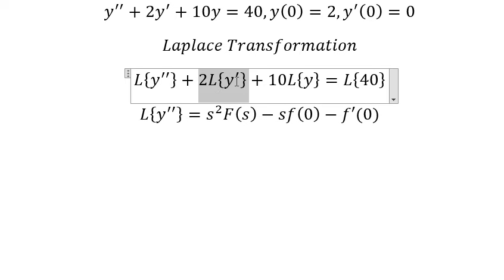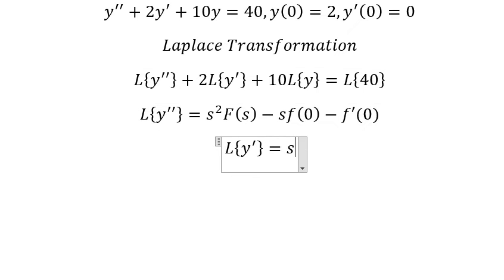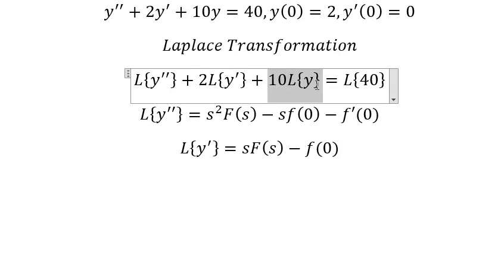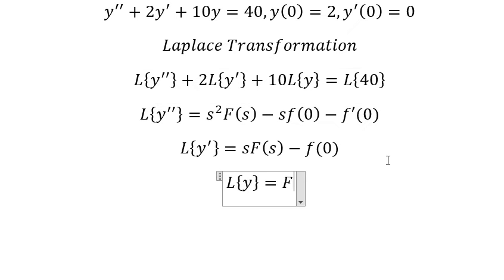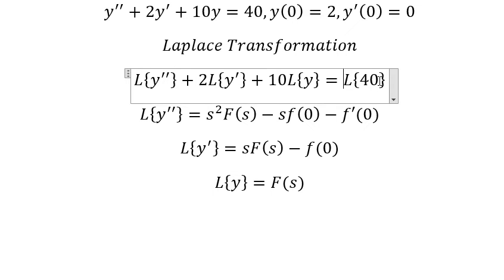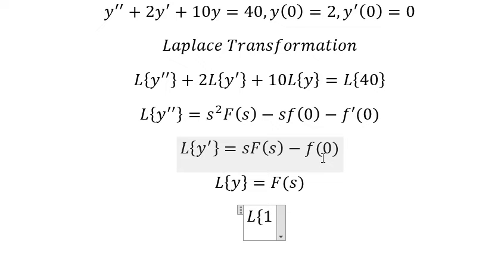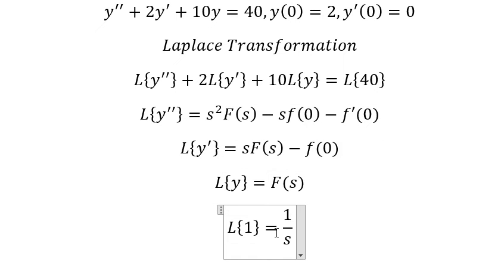About this one, we need to transform only this one, and we have s capital F of s minus f of 0. About this one, we just transform this one only, and that's capital F of s. And the last one, we have the number. We know that L of 1 is 1 over s. So this one we have 40, so we put number 40 in here.